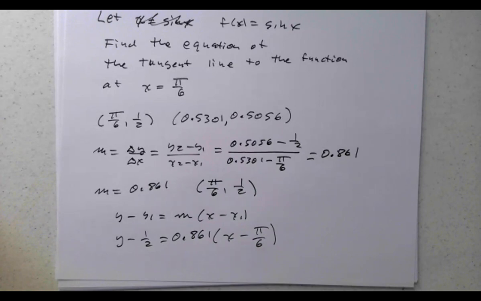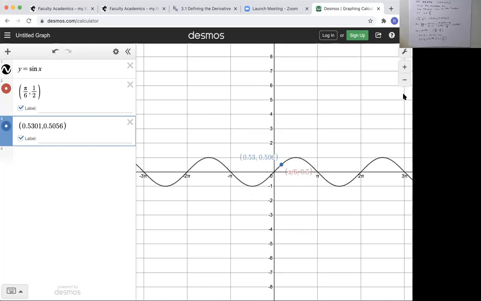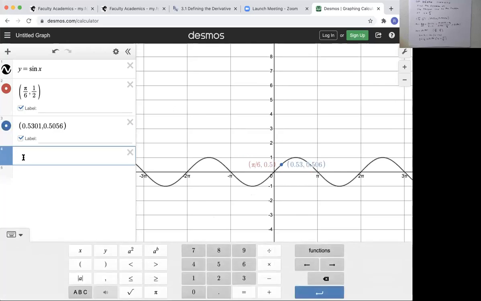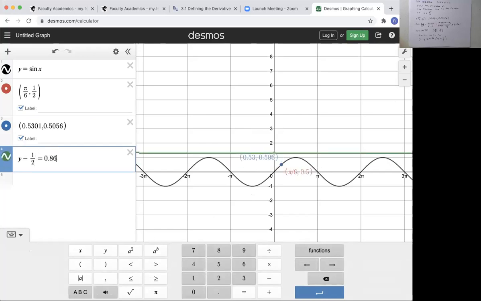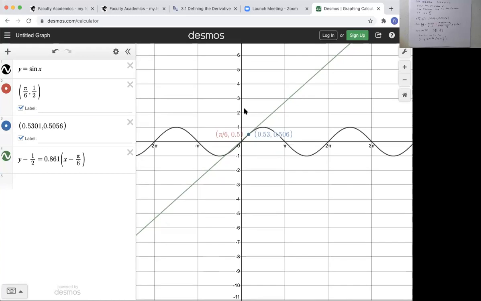So let's take a look, see if that's the case. Let's go back to our original graph. There's our original. Let's go ahead and draw what we think is going to be the tangent line. y minus 1/2 equals 0.861 times x minus pi over 6. And boy, that looks pretty good. But I want to zoom in on it, and I want to see if indeed that green line is a good approximation for the black function.